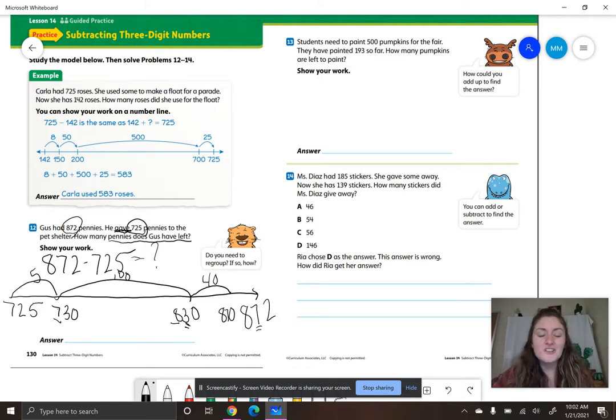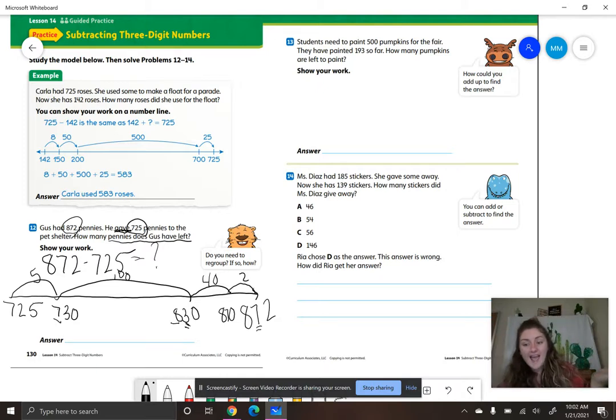My hundreds are the same. My tens are the same now. How many ones do I need? I need 2 ones. I'm going to add 2 ones. All right. So we started at 725. That is the part that we knew.